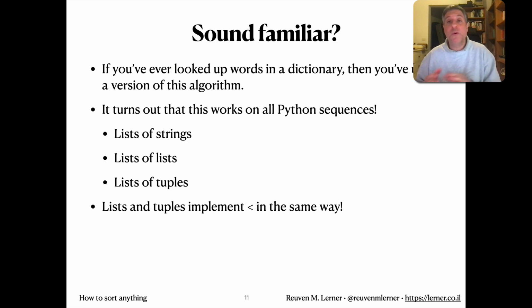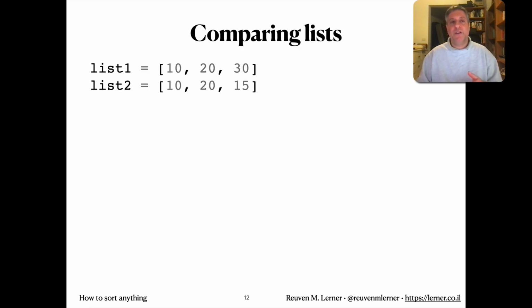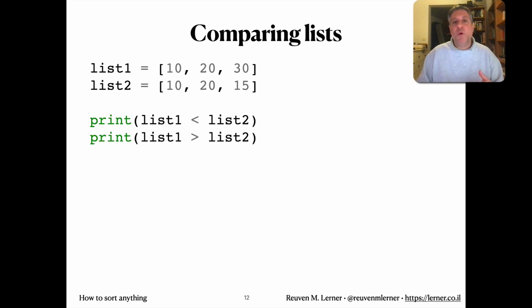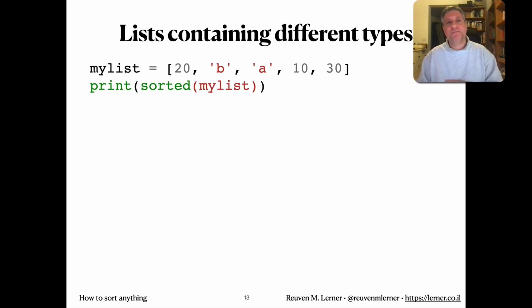And this way we can know which goes first or second alphabetically. Well, it turns out this same algorithm works on all Python sequences. If you have a list of strings or a list of lists or a list of tuples, it's great. So if I want to compare a list of lists here, list 1 is 10, 20, 30, list 2 is 10, 20, 15. So is list 1 less than list 2? False. Why? Because of that 20 in the middle. Is list 1 greater than list 2? True, because again of the 20 in the middle.